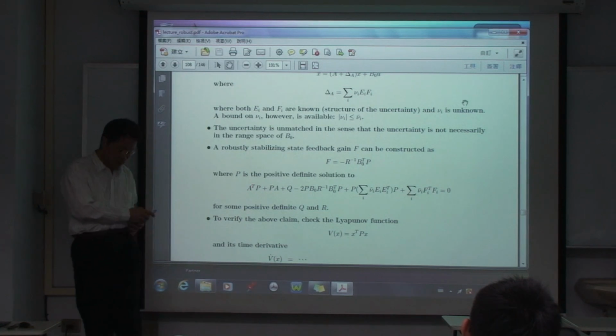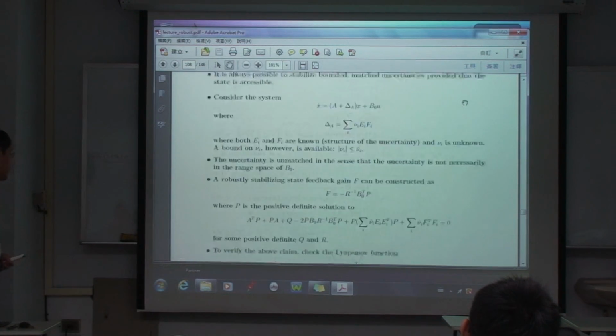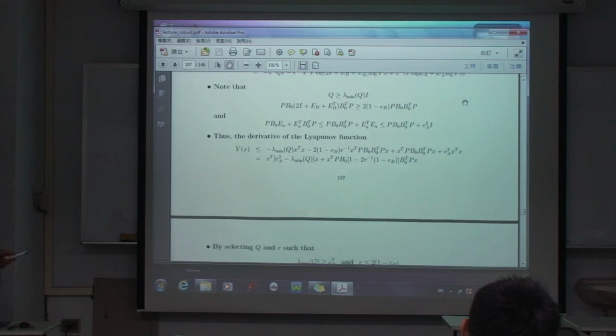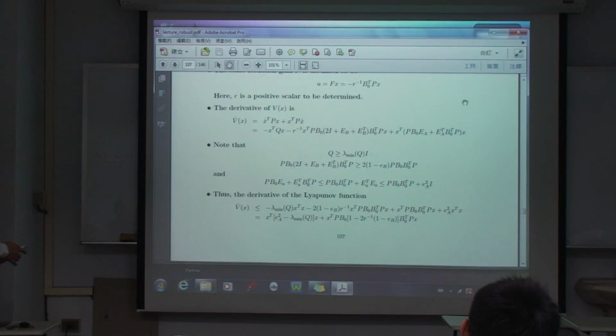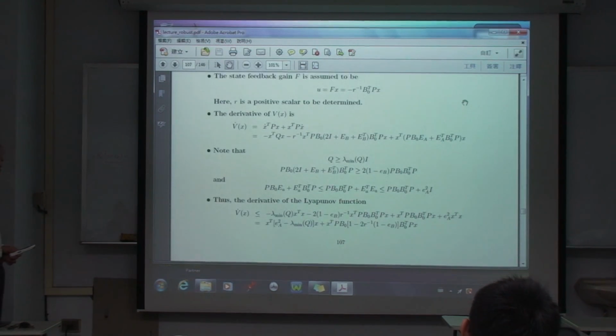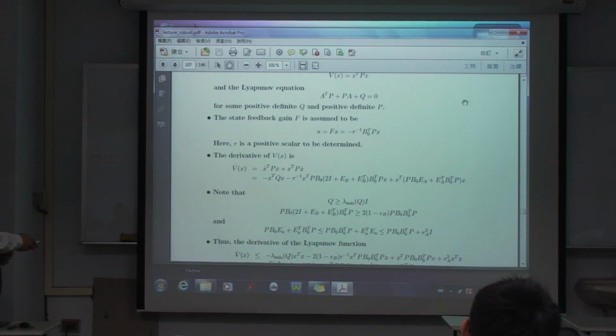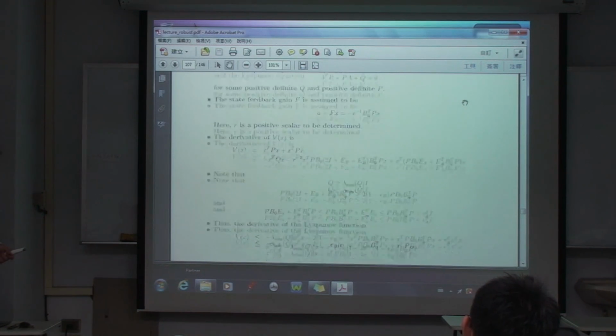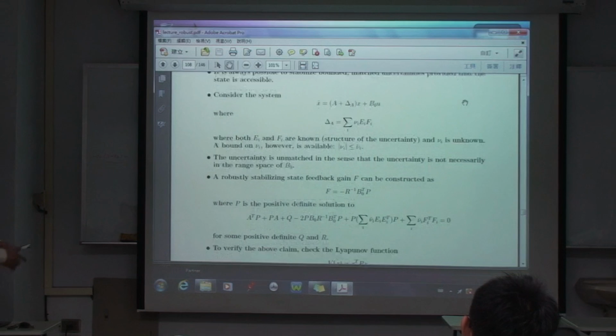And how does this come from? This is coming from a similar derivation we have for this kind of argument here. Okay, so in a sense you are adopting the same diagonal function candidate and evaluating the derivative. And the derivative is definitely related to A transpose P, PA, and so forth. And that's the particular equation that you end up with.